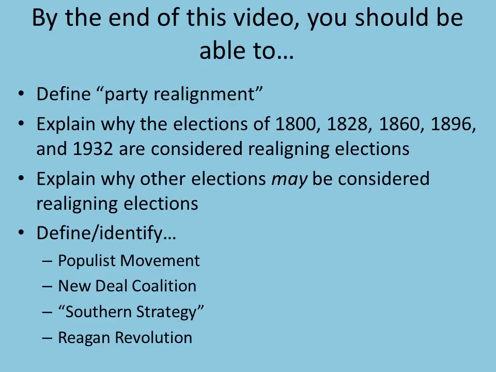By the end of this video, you should be able to define what party realignment is and explain why these 5 elections between 1800 and 1932 are considered to be realigning elections. Also, there are 3 other elections we're going to look at, 1968, 1980, and 2008, and discuss why they might be considered realigning elections, although honestly, in the context of history, it's too early to really tell for sure. Also be able to define or identify these terms: the populist movement, New Deal coalition, the Southern strategy, and the Reagan Revolution.